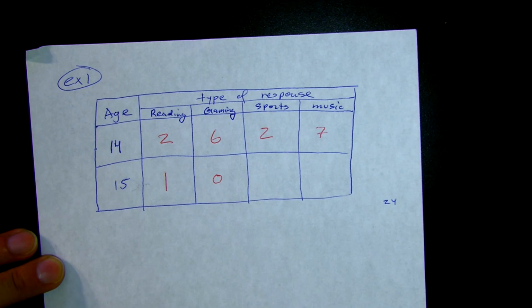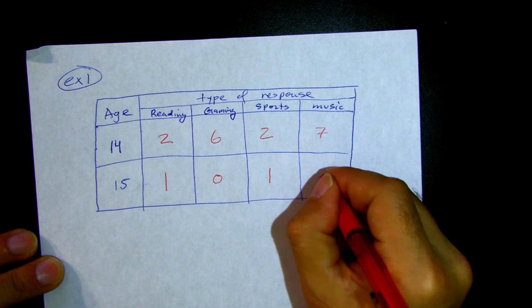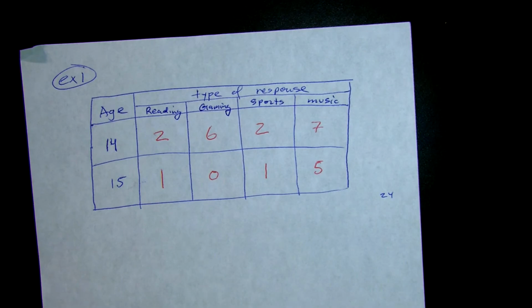Okay, good. So 15-year-olds that like sports. Let's see. 1. Yeah, we don't have many 15-year-olds. 15-year-olds that like music. 1, 2, 3, 4, 5. All right. We got all of that. That's just sad. Well, we only had 7.